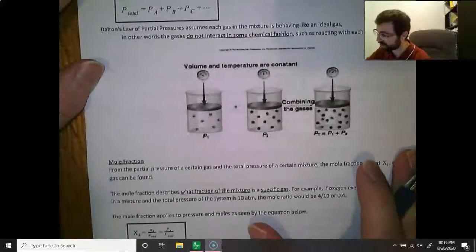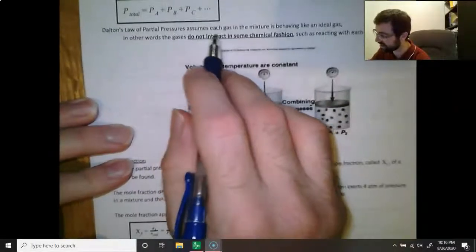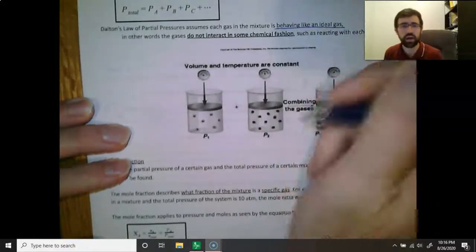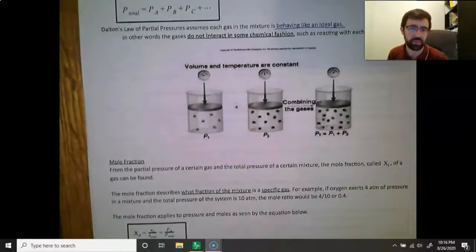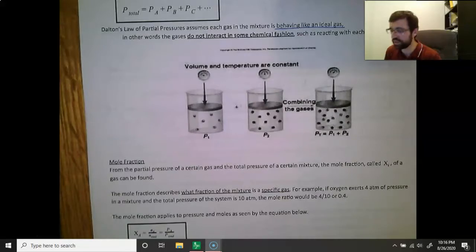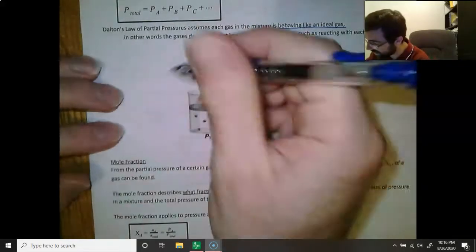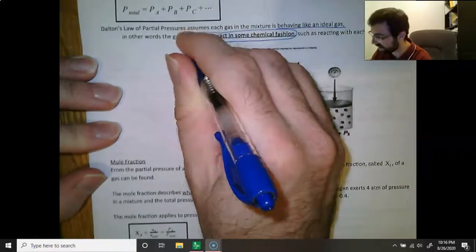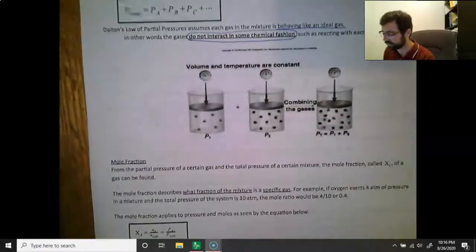Dalton's law of partial pressures assumes each gas in the mixture is behaving like an ideal gas. We'll talk about deviations from ideal gas behavior later in the year, but right now we're assuming that these are ideal gases. That means they do not interact in some chemical fashion, like reacting in a chemical reaction. Okay?